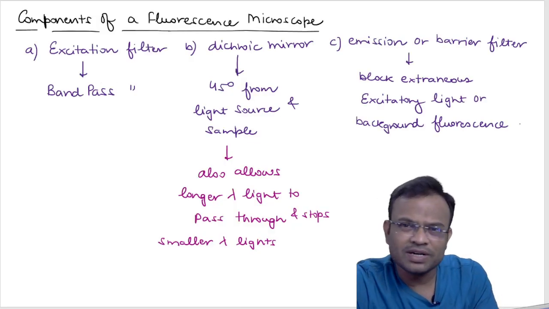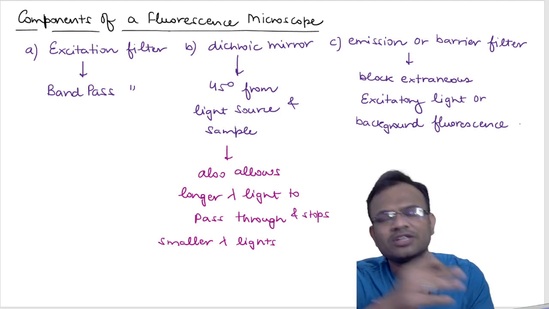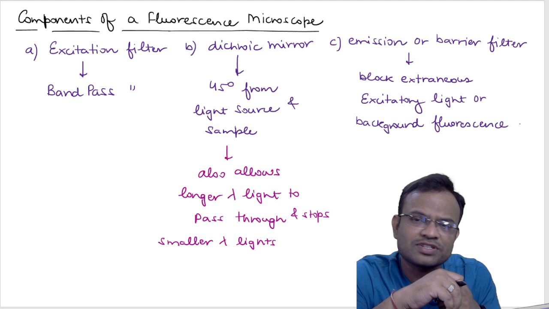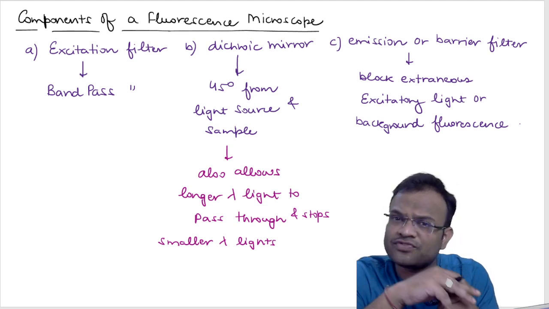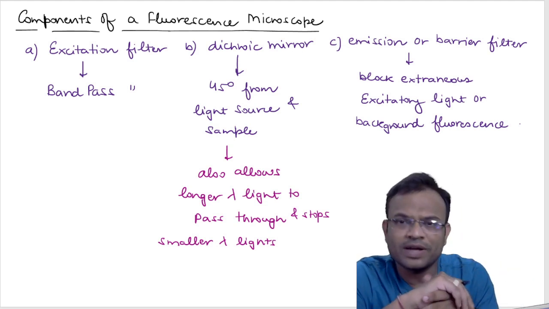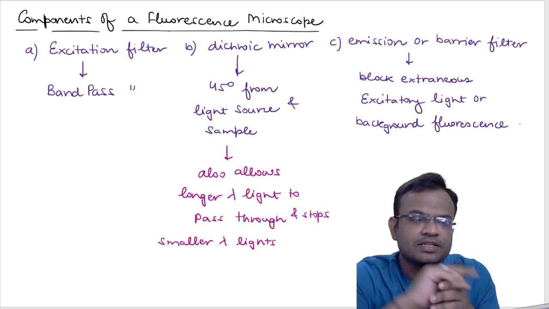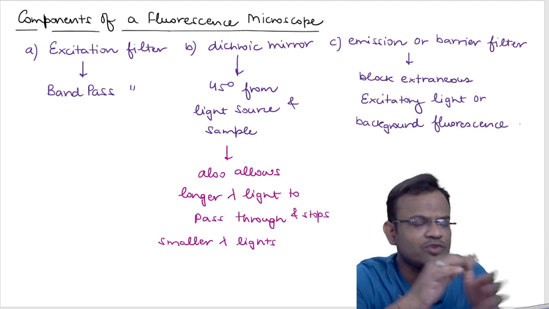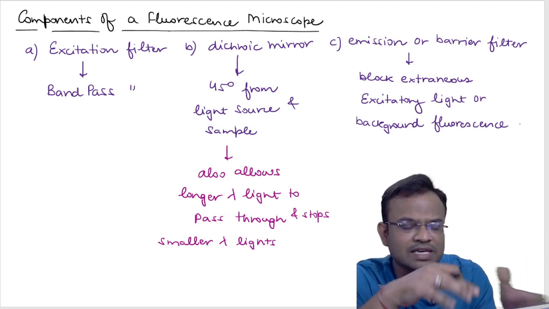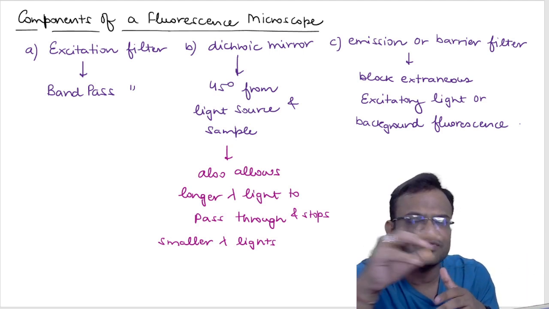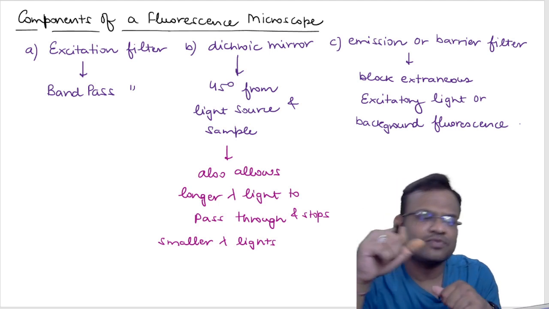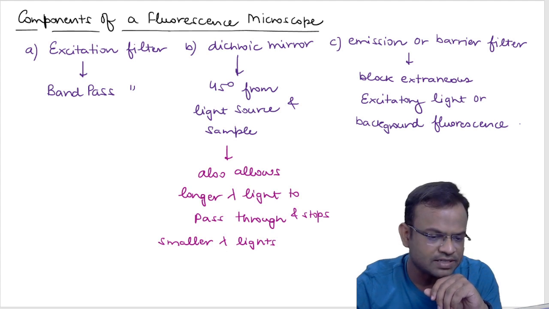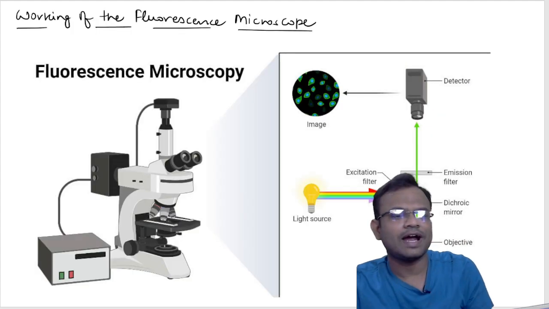Now, what are the components of fluorescence microscopy? What are the different features? When we are talking about fluorescence microscopy, there are three chief features. One is the excitation filter, the second one is the dichroic mirror, the third one is the emission or barrier filter. We would be talking about this, and we would also be seeing the diagrammatic representation of fluorescence microscopy. First of all, excitation filter, it is also called band pass filter.